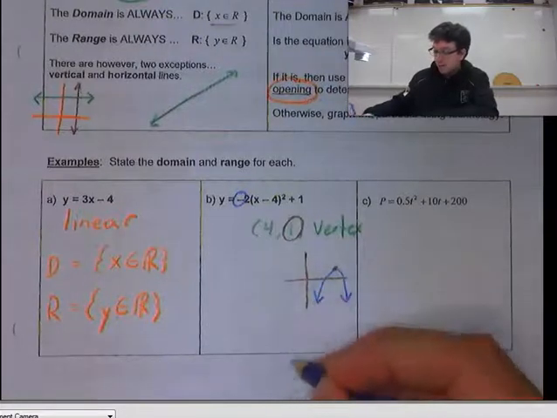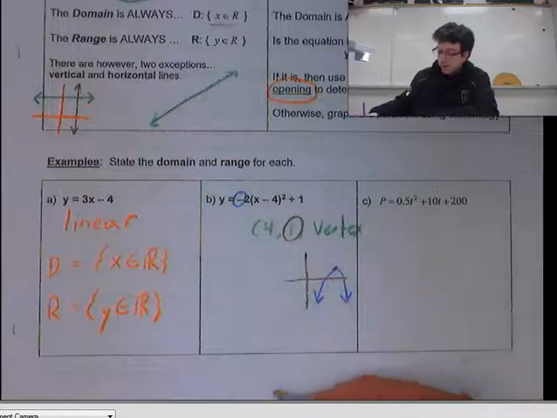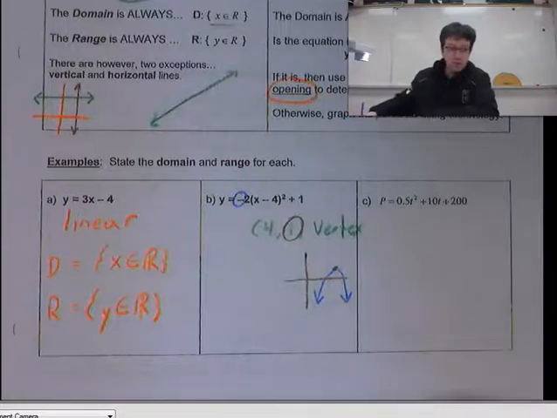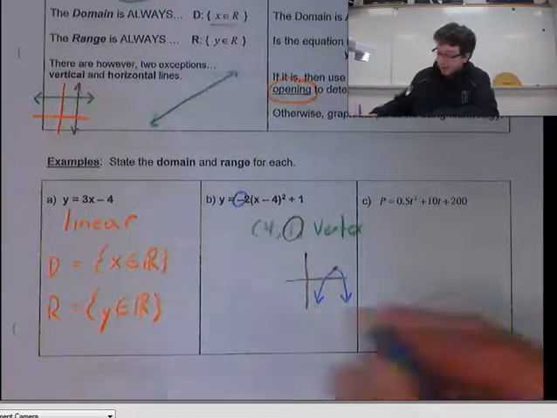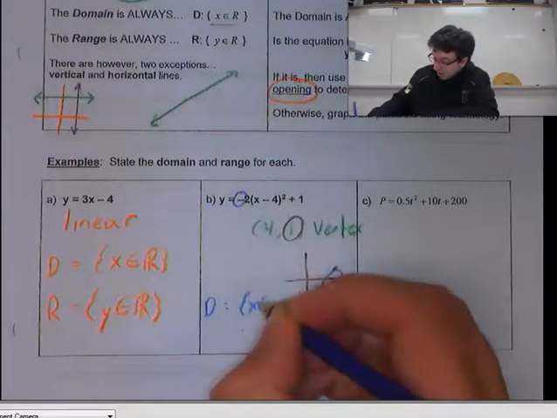And it'll keep opening down, down, down forever. So because it's going to always go to the left and it's going to always go to the right, it'll hit every point on our x-axis. So our domain is all real values.